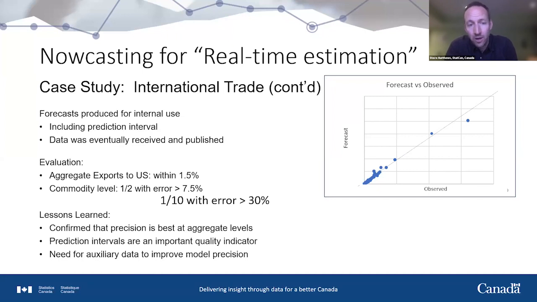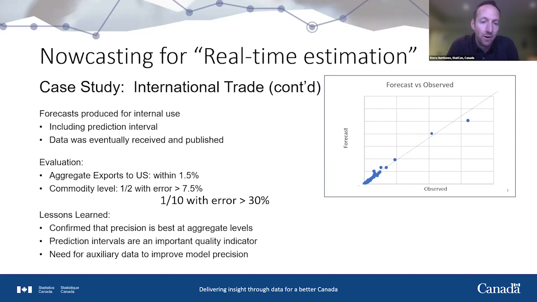So when we produced these forecasts, we actually generated a prediction interval or a confidence interval for the model value. And as I say, the data, eventually we did receive the data once the shutdown was over, and we processed it and published it. So we had that true value to compare to. If we looked at the total aggregate exports to the US, our forecasts were within 1.5% of the true value. And looking at individual commodities, there's about 100 commodities on this graph. About half of them had an error more than 7.5%. So the other half had an error less than 7.5%. And only about 1 out of 10 had an error that was very large, 30%.